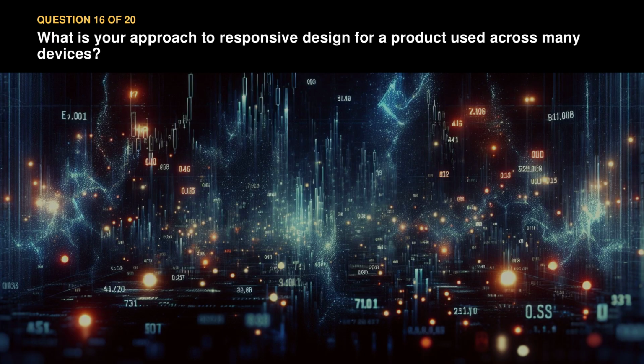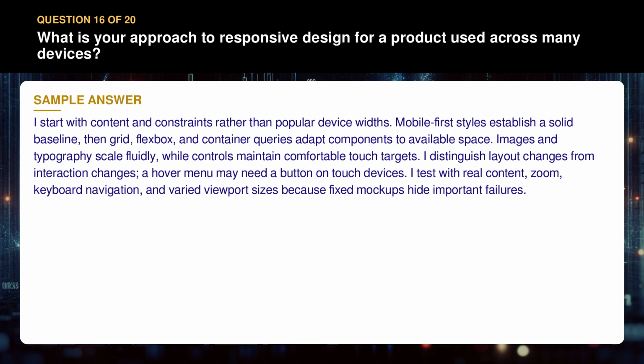Question 16. What is your approach to responsive design for a product used across many devices? I start with content and constraints rather than popular device widths. Mobile-first styles establish a solid baseline, then grid, flexbox, and container queries adapt components to available space. Images and typography scale fluidly, while controls maintain comfortable touch targets.